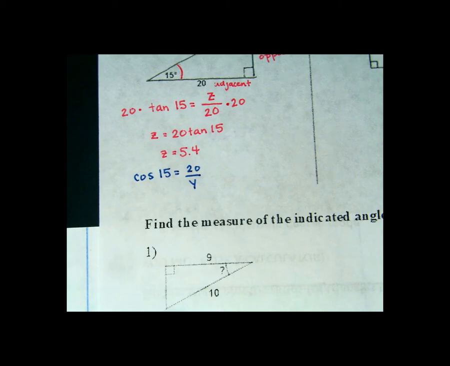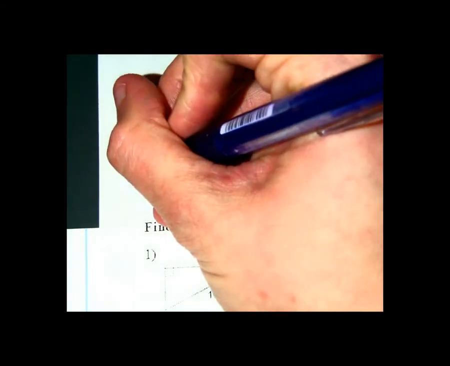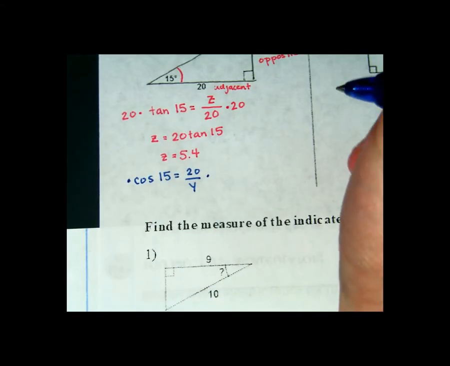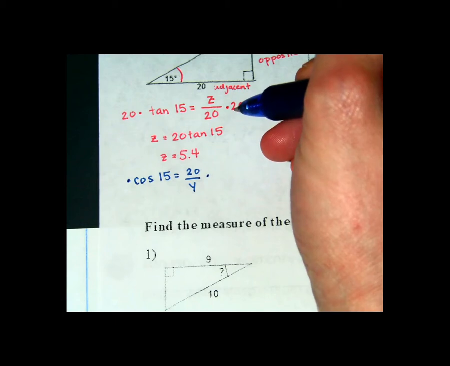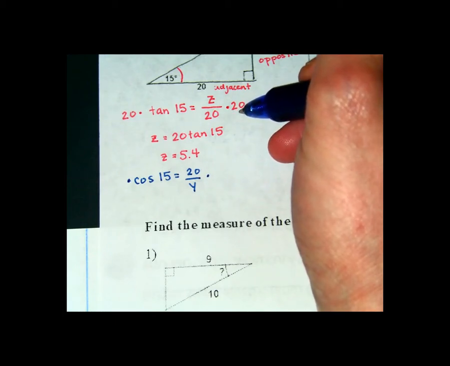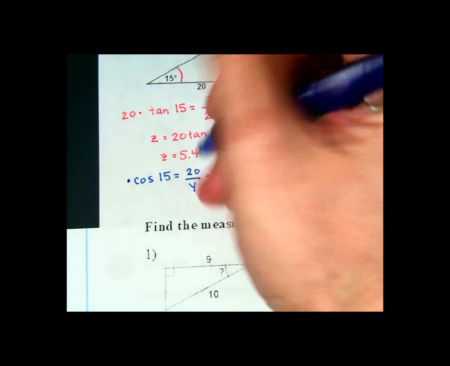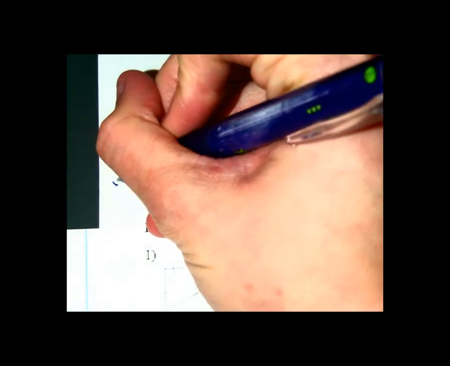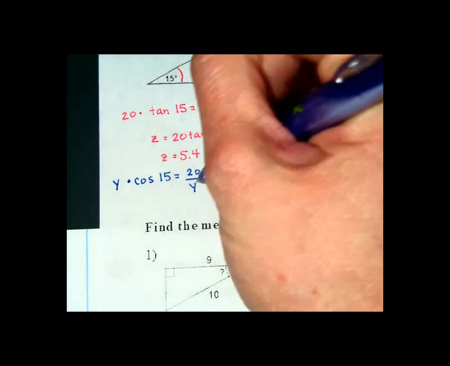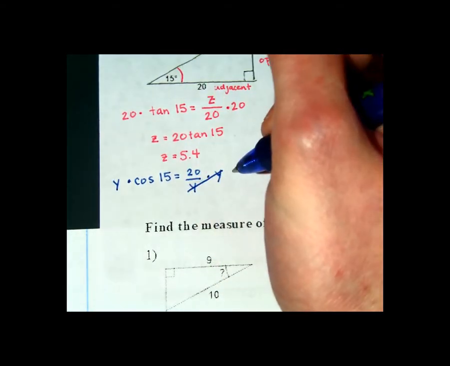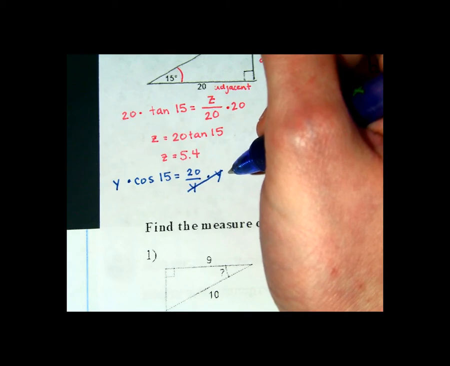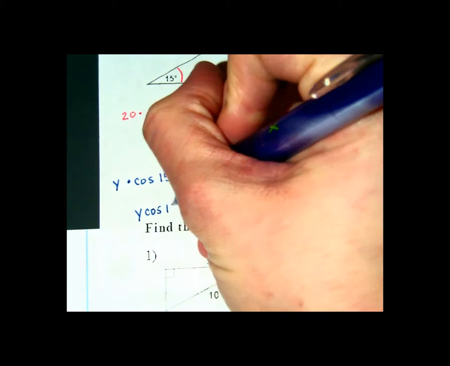Once I set it up, I should be okay, but what am I going to do with this problem? I've got to multiply by something. What did I multiply by up here? What's in the denominator here? I have to multiply by the denominator because I need it out of the denominator. But now I have y times the cosine of 15 equals 20.